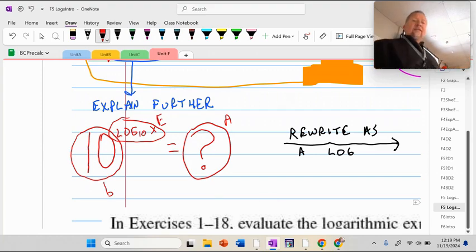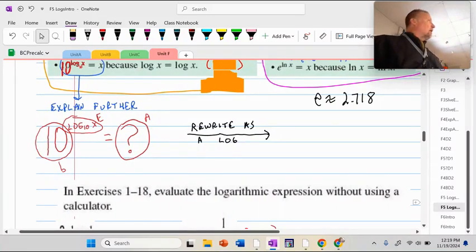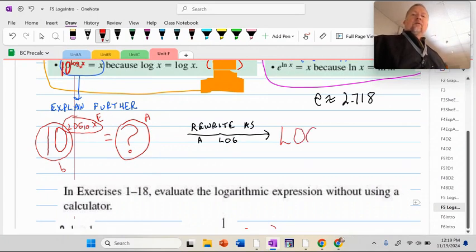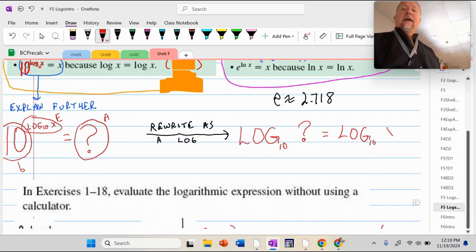So then I said, you know what? Change this to a logarithm. Log base. Who's the base? 10 of who? Of who? Question mark equals, well, look at the exponent. Log base 10 of x.